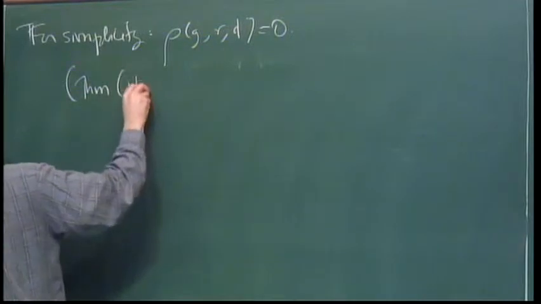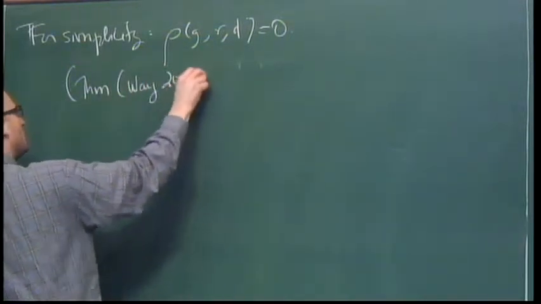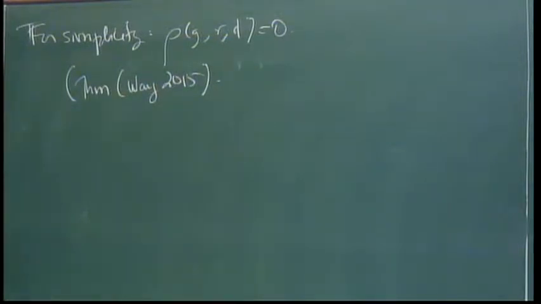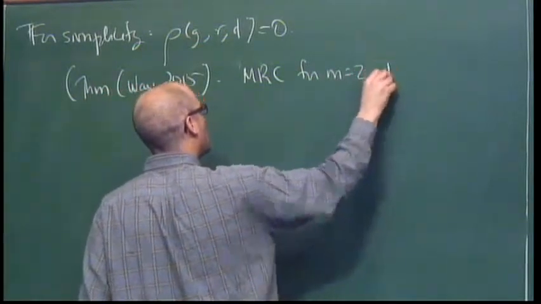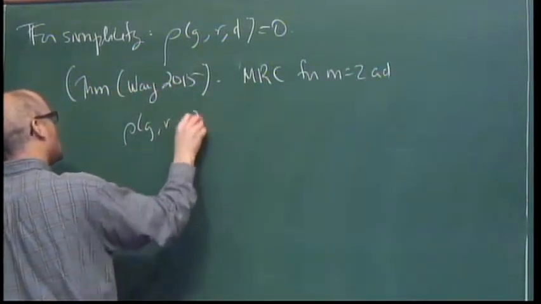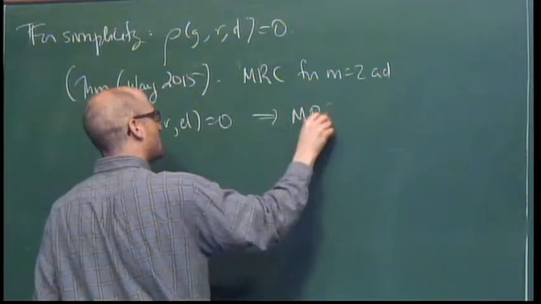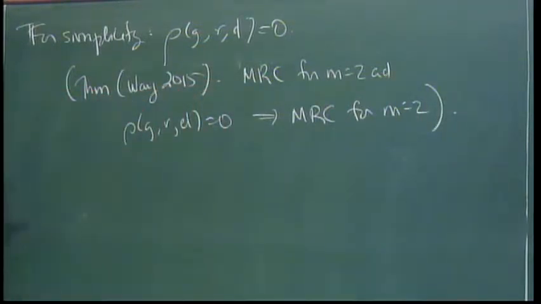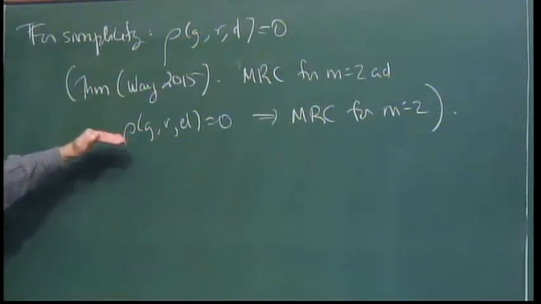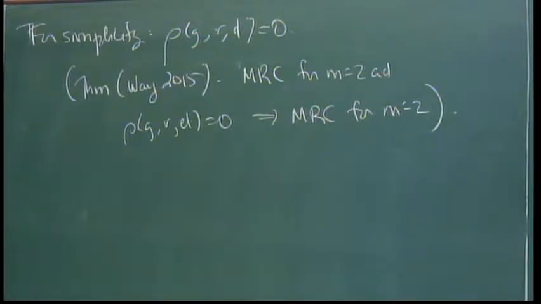So there's even a theorem of G. Wang that was published just this year, which says that the maximal rank conjecture for m equals 2 and rho of g,r,d equals 0 implies the maximal rank conjecture for m equals 2. So if you like, you can prove the maximal rank conjecture for m equals 2 in the rho equals 0 case, and then deduce it in this higher case. But we actually give a tropical independence proof for all rho. So our argument does not depend on this reduction, but I just want to emphasize that rho equals 0 is the crucial case.